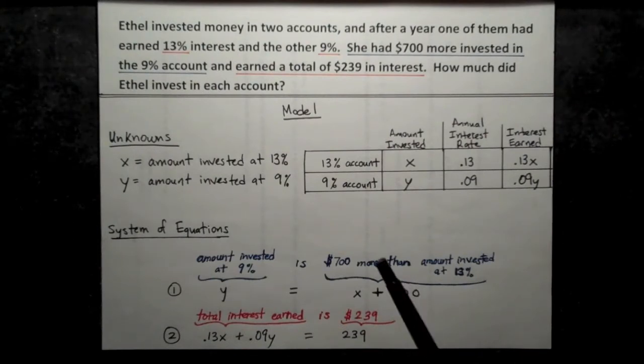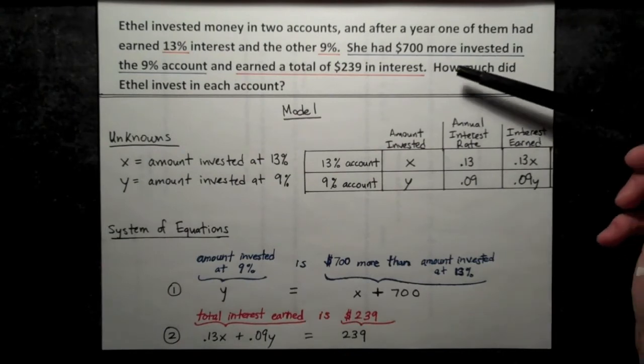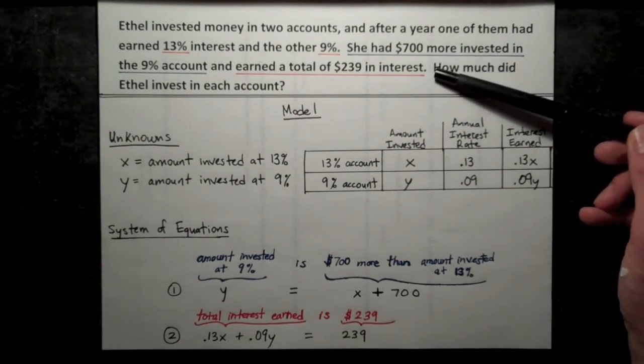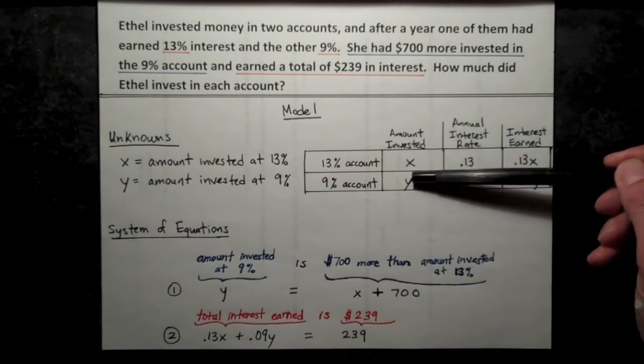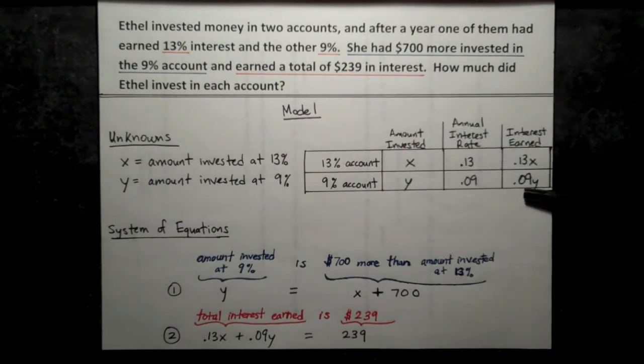So you really need to understand what these expressions represent in the problem, and you need to pay close attention when you're reading these key statements and make sure you know whether they're talking about the amounts invested or whether they're talking about the interest earned. Now we'll move on to our next example.